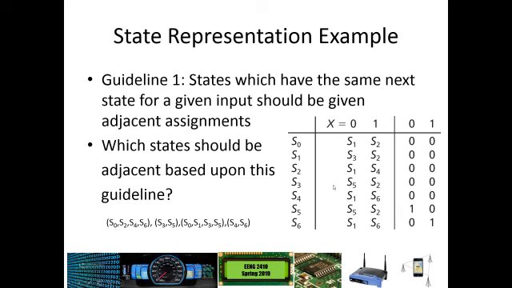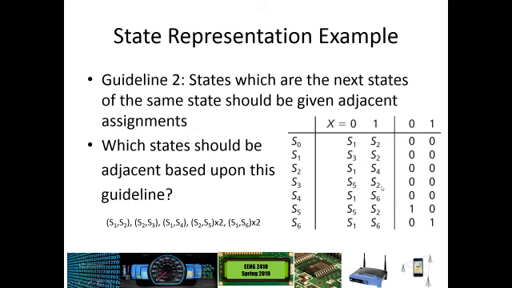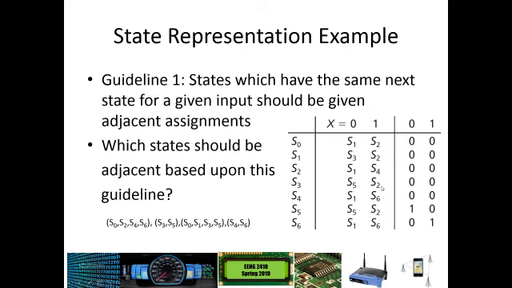Then, if you also look, S3 and S5 both go to S5. So if we can, we'll try to make S3 and S5 adjacent to one another. And then, what we see over here in the x equal 1 column is S0, S1, S3, and S5 all go to S2. And then we also see that S4 and S6 both go to S6. And so by guideline 1, these are the 4 possible groupings of states that we should try to make.